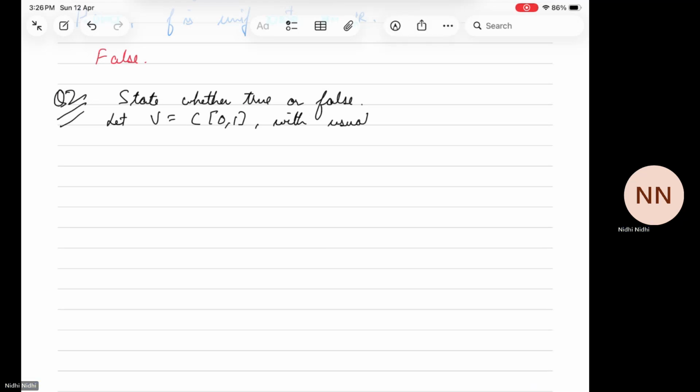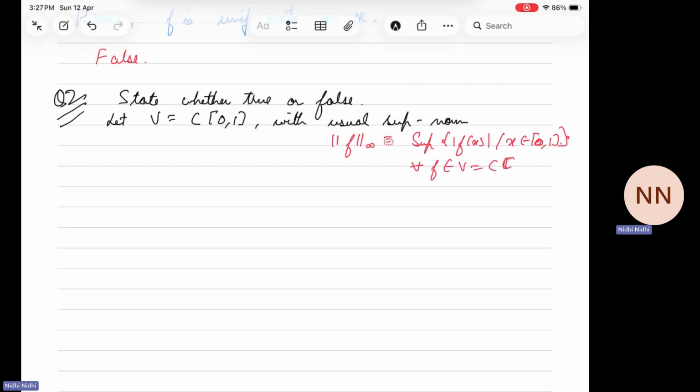So let me just give you the definition of the sup norm. The vectors in this vector space are actually continuous functions. And if we define the sup norm over any vector in this vector space, this is equal to supremum mod f x for x belonging to closed interval 0 to 1, for every f belonging to V, which is C[0,1].